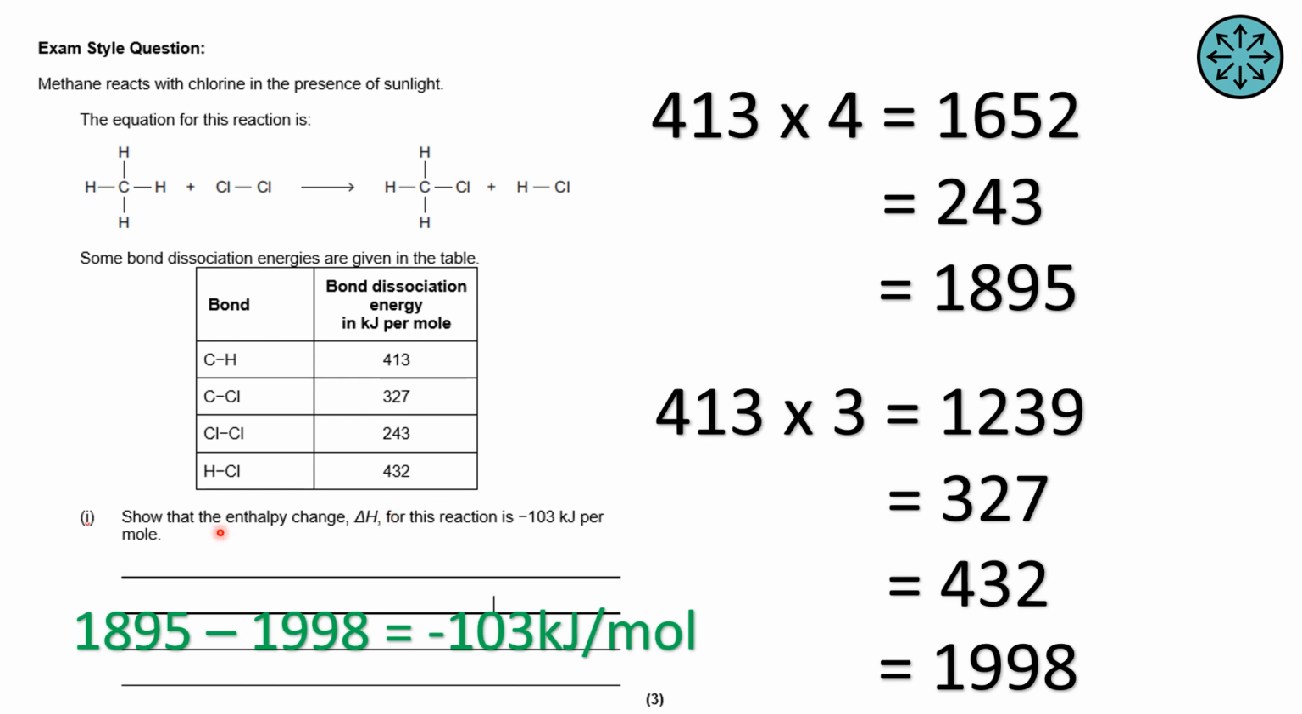And that was the question, wasn't it? It says show enthalpy change. Okay, and that triangle there means change in enthalpy or change in energy. It's telling you it should be minus 103, so you know what you're looking for.